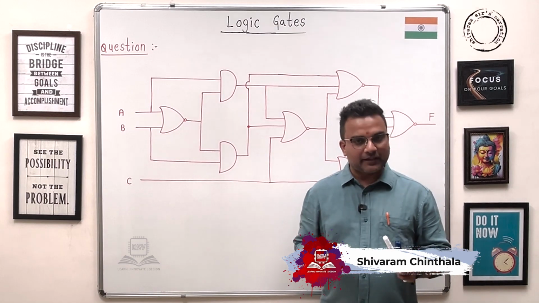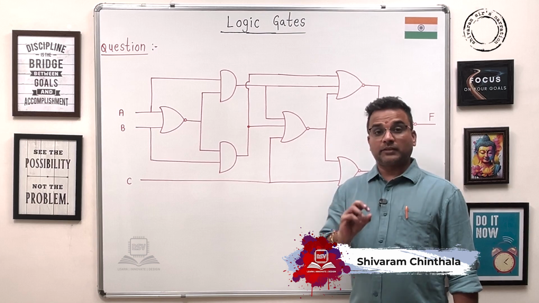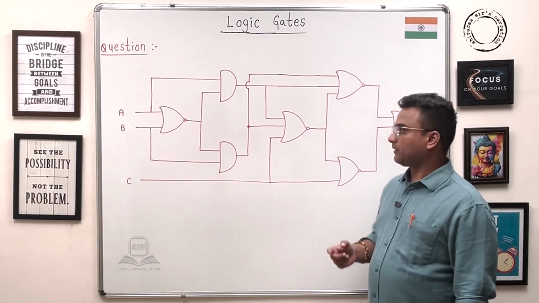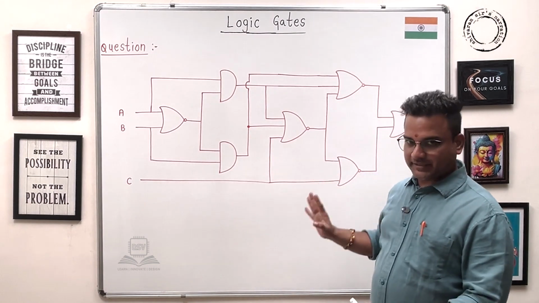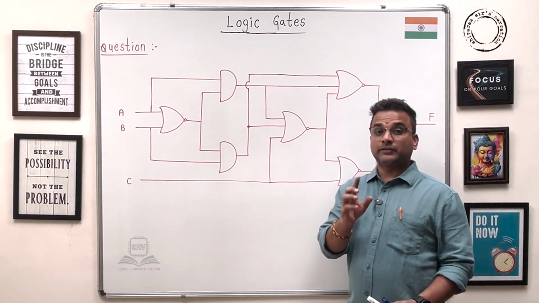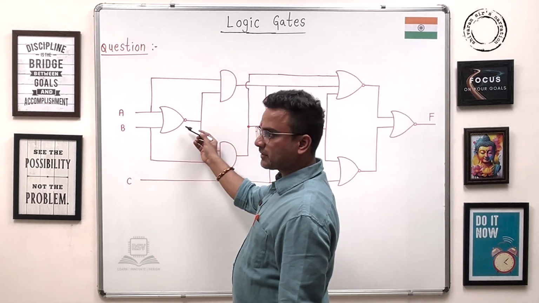Let's have another design challenge. This is the design and they are expecting the simplified output expression F. There are many logic gates and we want to find out the simplified output expression. Let's start. Guys, here what is this?